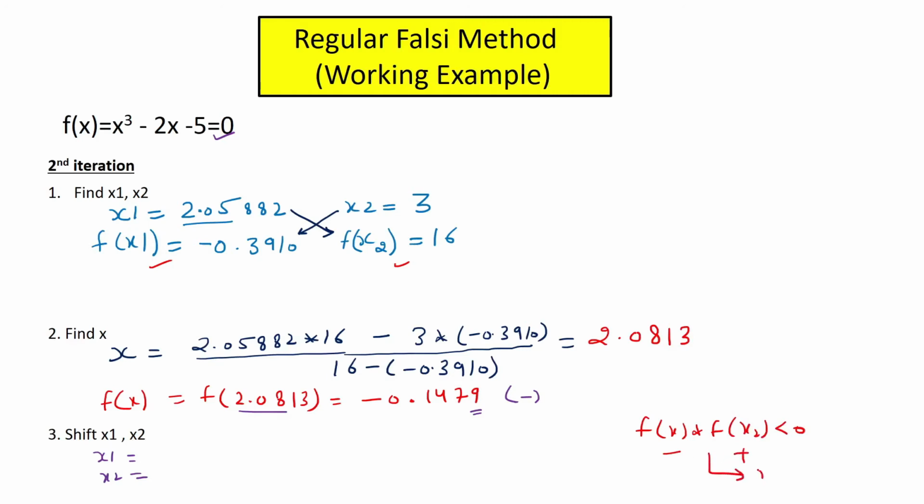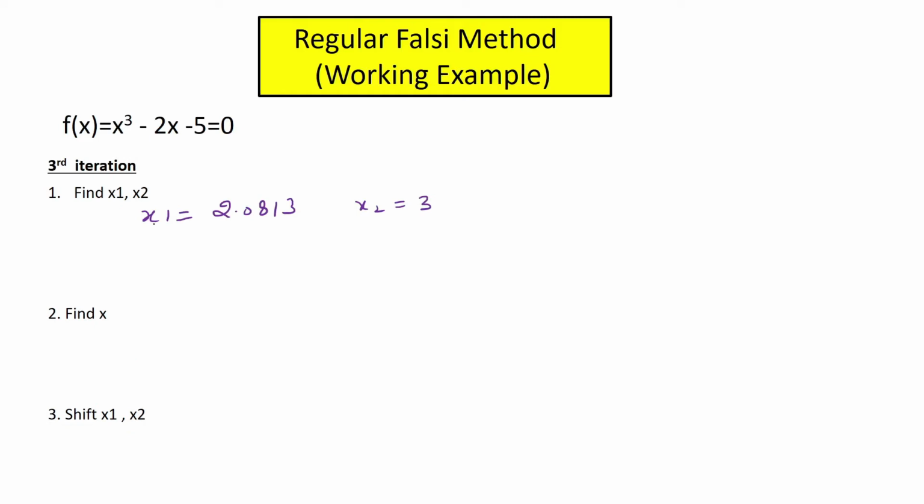So again I will change x1, it will be equal to x. Here x1 will be equal to x, and this will be this value of x, that means 2.0813, and x2 will remain as 3. These are my new values of x1 and x2, which I will carry forward to the third iteration. These are the values which I have written here, and I have to find f of x1. It will be minus 0.1479 as we checked in the second iteration, and f of x2, that is f of 3, will be 16 as we checked in the previous iterations.